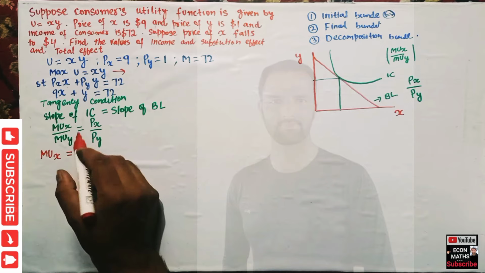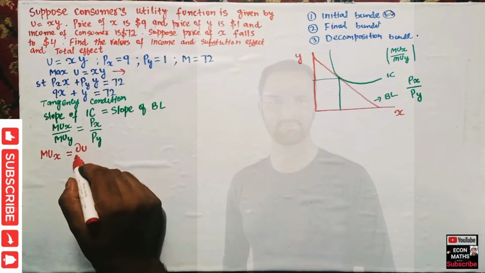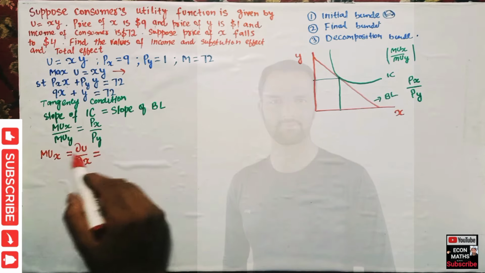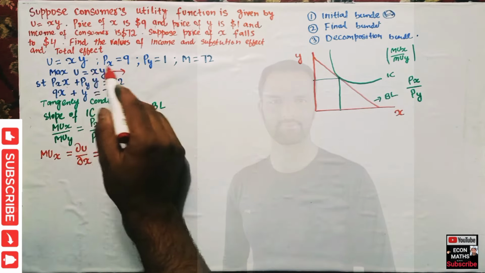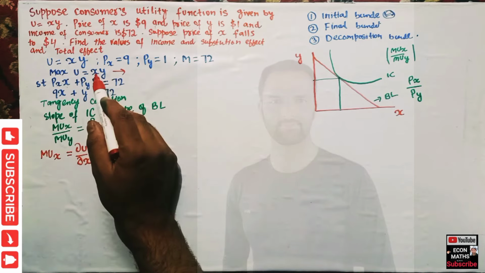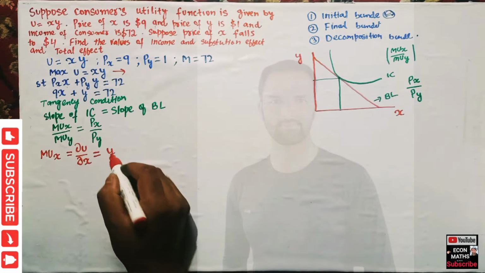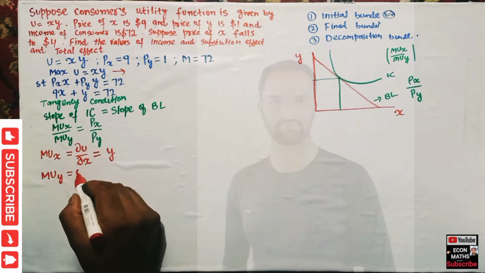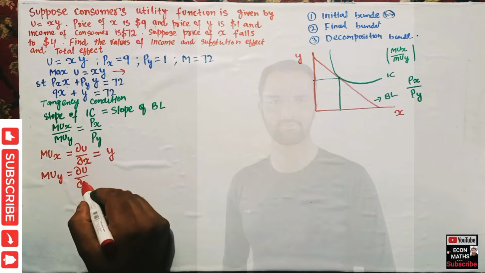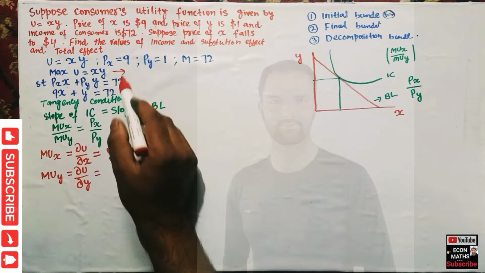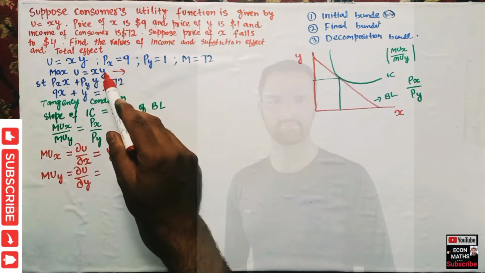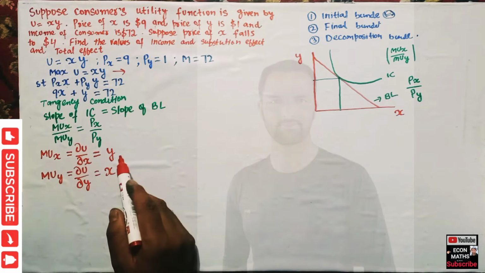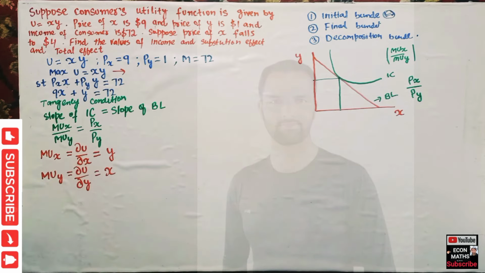Now that means du upon dx. What is du upon dx? That is the partial derivative of this very function. So the derivative of x would be 1, so we are left with y. What is the marginal utility of y? That means du upon dy, partially differentiating this utility function with respect to y. The derivative of y will be 1, so we are left with x. So marginal utility of x is y, marginal utility of y is x.